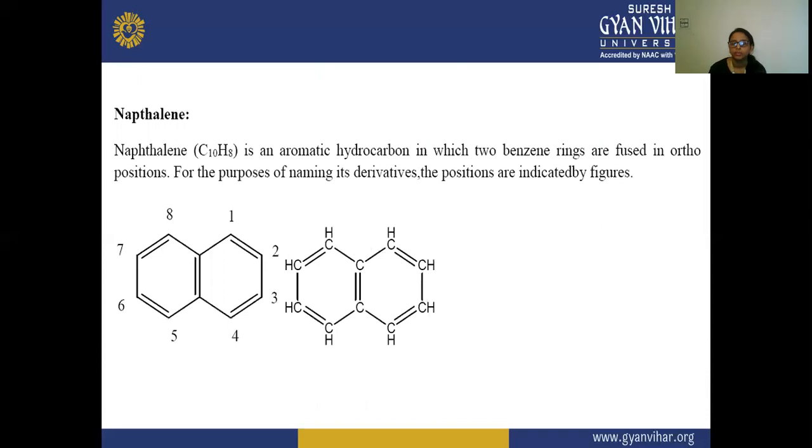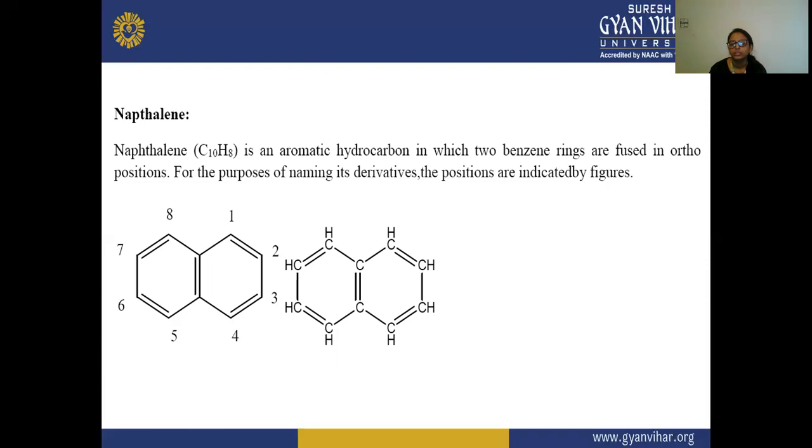So naphthalene chemical formula is your C10H8. So the carbon that is present in this naphthalene are 10 and H8. So it is an aromatic hydrocarbon in which two benzene rings are fused in ortho position. For the purpose of naming its derivatives, the positions are indicated by figures.